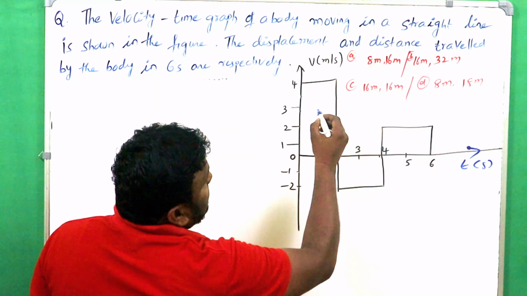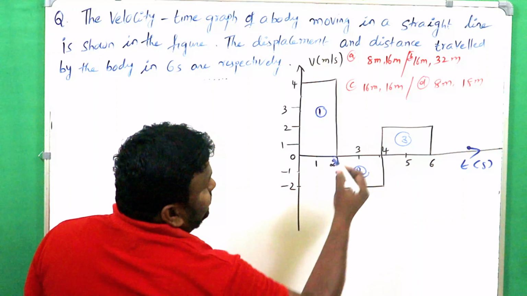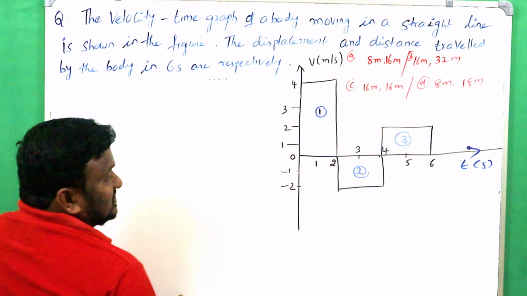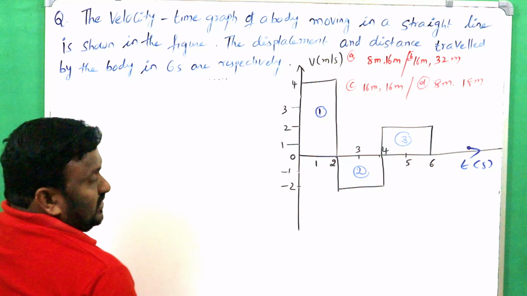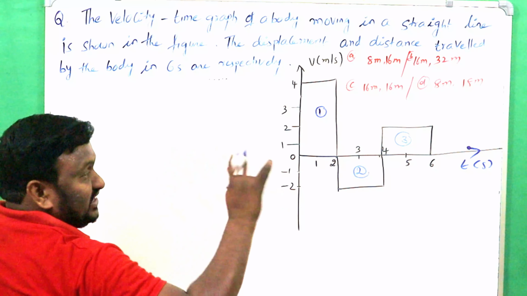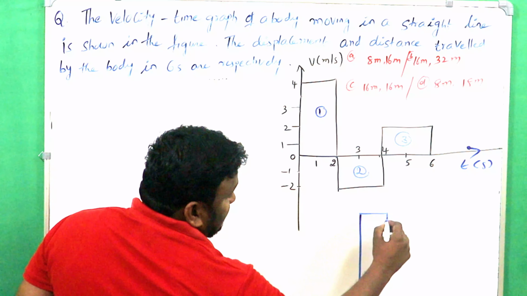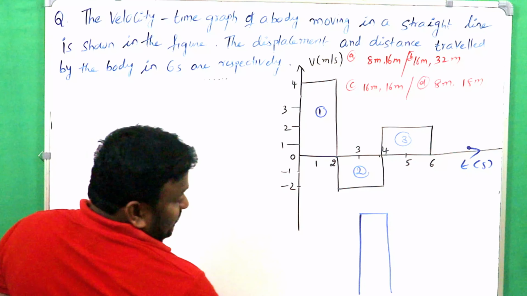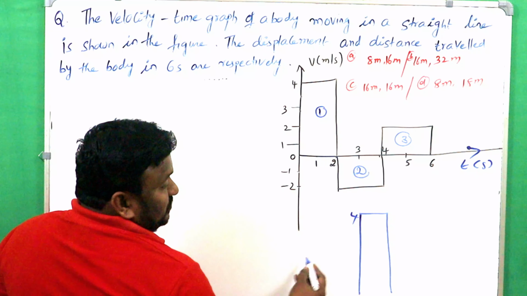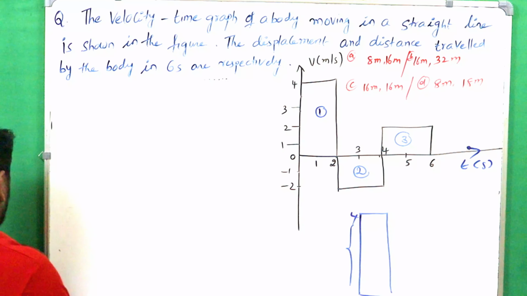So now this is the first part, this is the second one, and this is the third one. The area under these graphs should give the distances or displacements. Displacement is a vector, so direction is there, but distance is a scalar, there is no direction. This is the area under the curve graph. Time is 0, then 2 seconds, and then 4. Clear? So now it is like a rectangle.